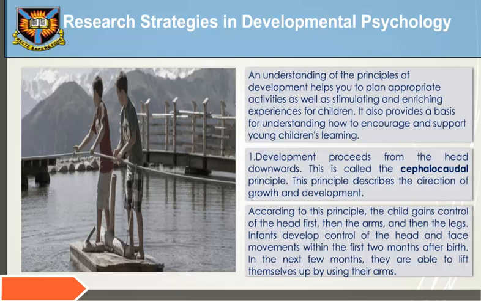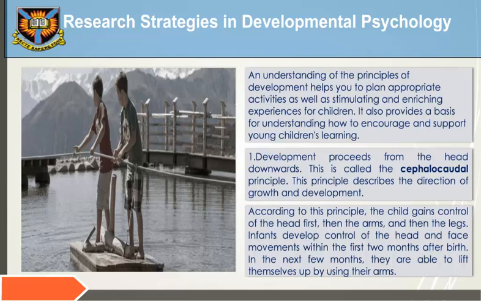1. When development proceeds from the head downwards, this is called the cephalocaudal principle. This principle describes the direction of growth and development. According to this principle, the child gains control of the head first, then the arms, and then the legs.